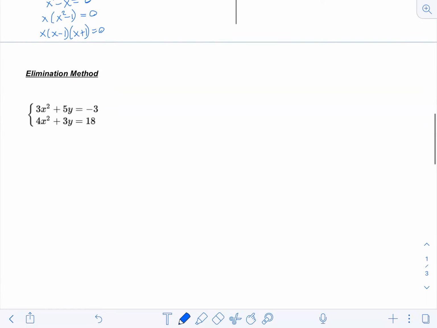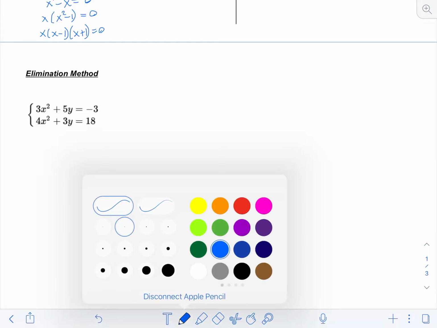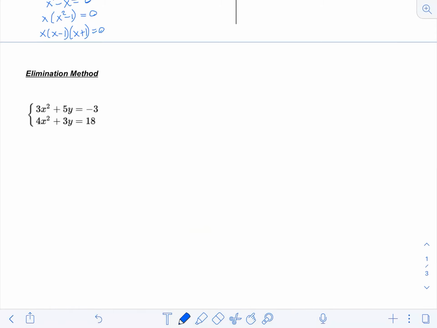Okay, now let's try the elimination method. Can we do an elimination method for nonlinear equations? Now again, it's always nice to start off by just thinking about the types of functions that they are. And so we're going to do that. That first one, 3x squared minus 5y equals negative 3, that is a quadratic. You can tell it's quadratic because it's x squared and then the y is linear.